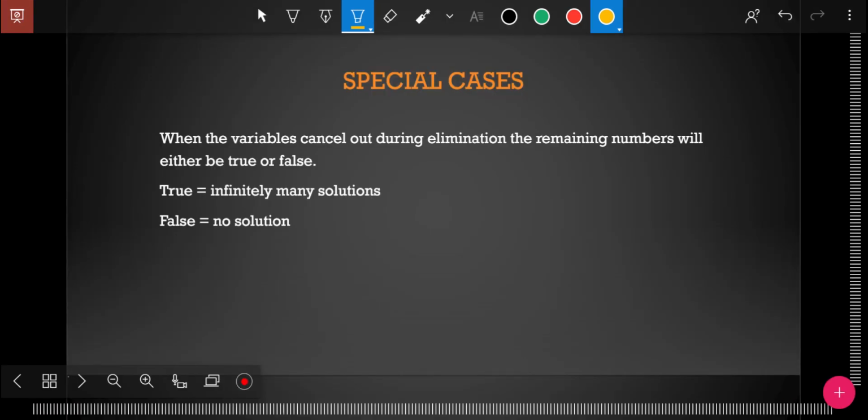Now, this is from the last presentation, and it still applies right now. All right, there's special cases. When you cancel out the x's or the y's, and both of them cancel out, now there's no x's and no y's. There's no variables, no letters left. Once all the letters are gone, what is left is either going to be true or false. So it could be like 0 equals 0, which is true, or it could be like 0 equals 7, and that's false. If it's true, it's infinitely many. If it's false, it's no solution.